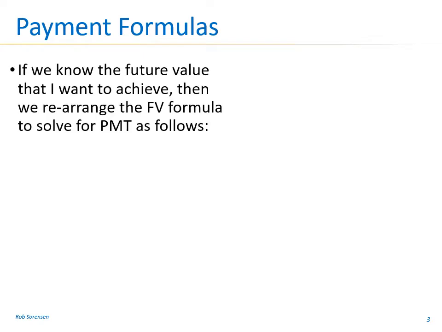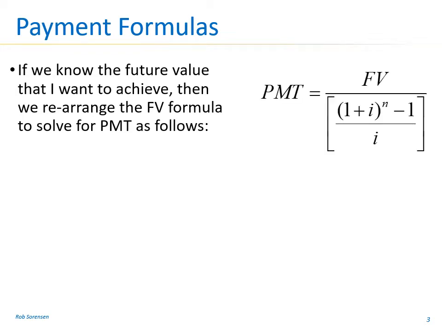Let's have a look. If you know the future value that you want to achieve, so that would be a type of question where I said, oh, I'd like to have $1 million in my retirement fund when I reach retirement age. How much should I put in every month? So I know the future value. Then I'm going to rearrange the FV formula just by dividing both sides by everything in square brackets, and I'll be left with payment equals future value over (1 plus i to the n minus 1) over i.